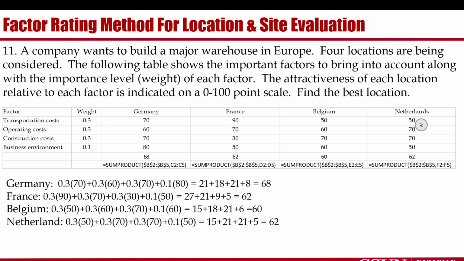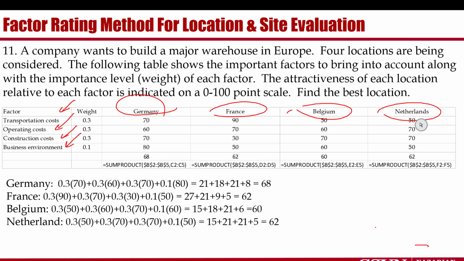But let's go to a technique called the factor rating method. Here, for example, we have 1, 2, 3, 4 candidate locations, and we have defined some factors: transportation costs, operating costs, construction costs, business environment, and then we, using a combination of subjective and objective analysis, qualitative and quantitative analysis, have come out with some weights for each of these factors.